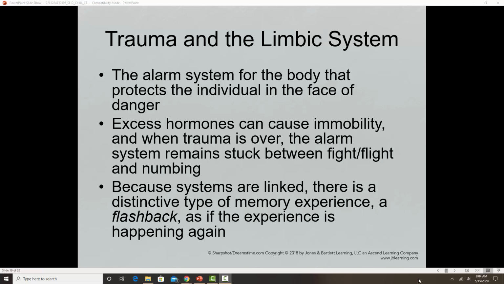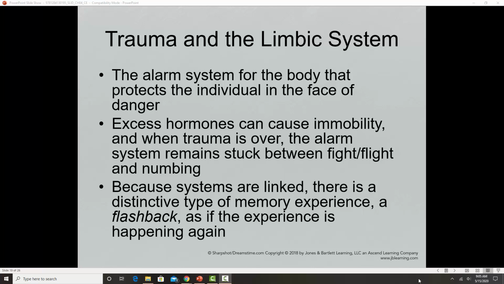Trauma in the limbic system. We do have a system in our body that is activated when we are exposed to a stressor. It's called the alarm system. When this system is activated, it causes stress hormones to be released. It activates the sympathetic nervous system, which is responsible for a fight or flight response, which is an automatic response, which we really don't have a lot of control over.